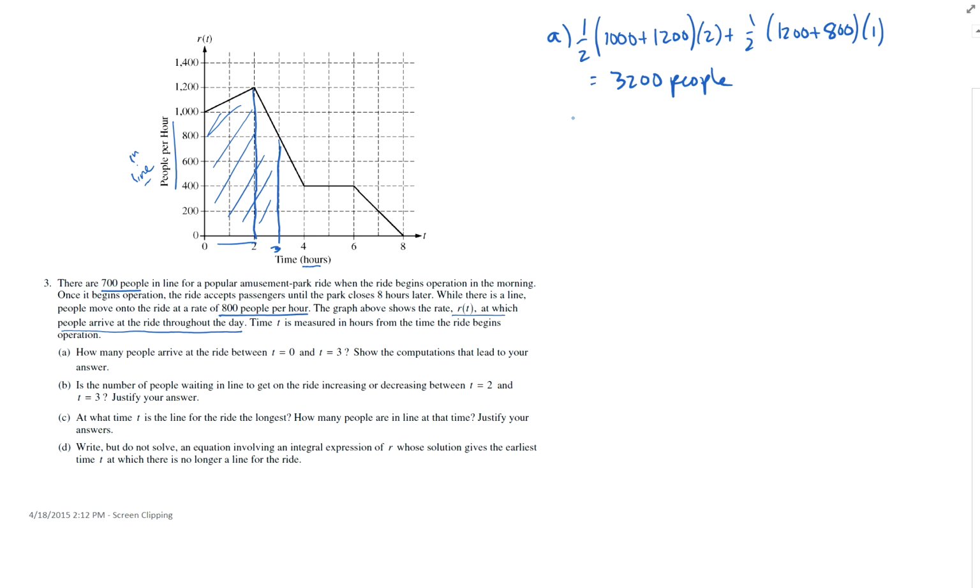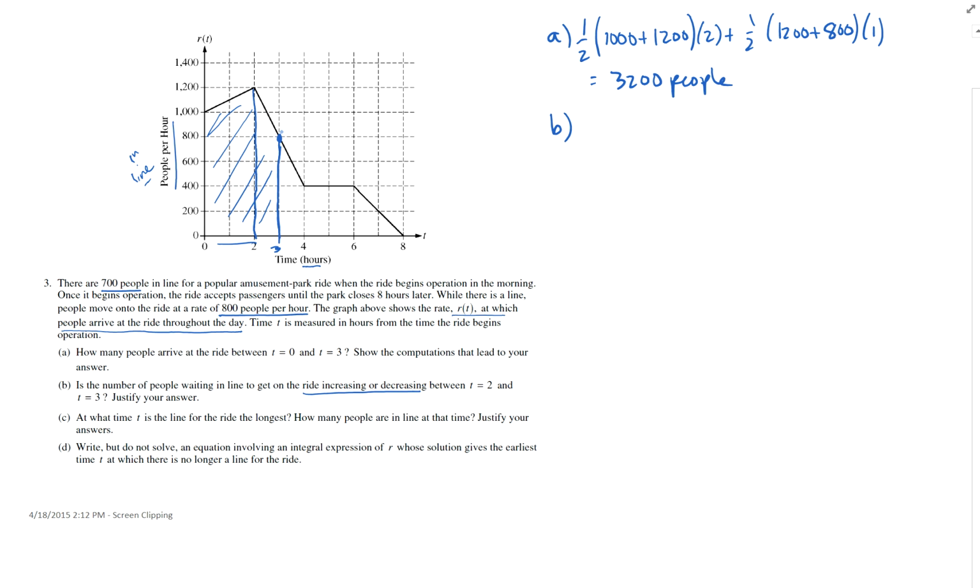Okay, does that make sense? B. Is the number of people waiting in line to get on this ride increasing or decreasing between 2 and 3? Justify your answer. So from 2 to 3, is the line getting longer or shorter? Is really what it's asking, right? Are the number of people waiting in line increasing or decreasing?